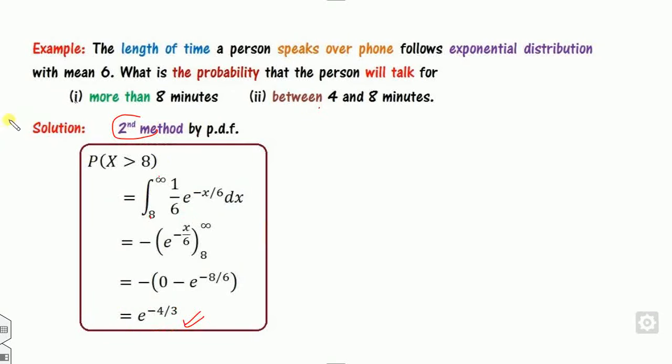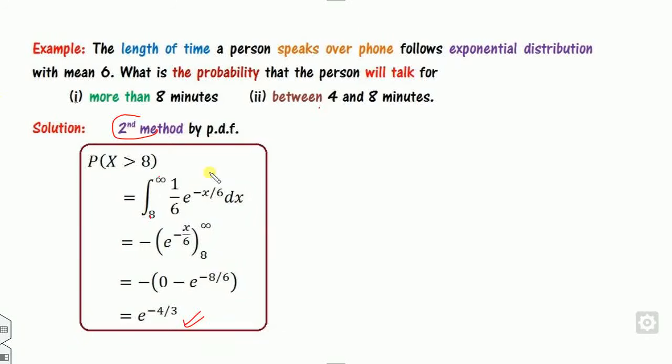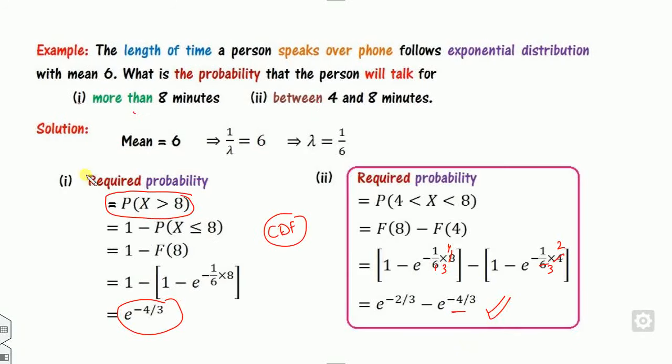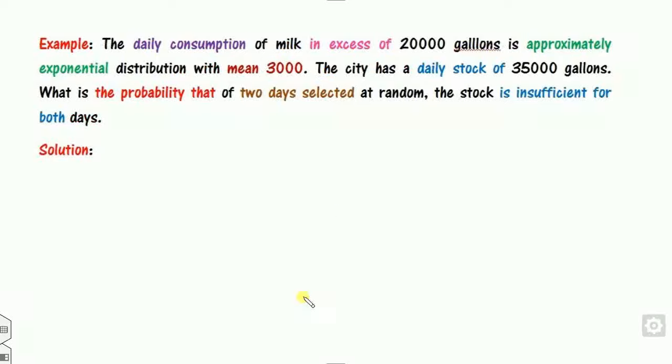On the other hand, if you find the second part between 4 to 8, you can integrate from 4 to 8 and you will again get the same answer, e minus 2 by 3 minus of minus 4 by 3. So that's depending upon you whether you want to use the PDF or the CDF. But I always prefer to use the CDF because there is no need of the integration. Okay, so what is the meaning of this line?